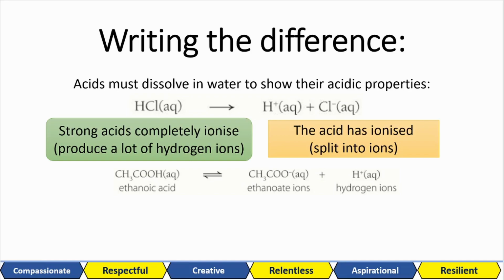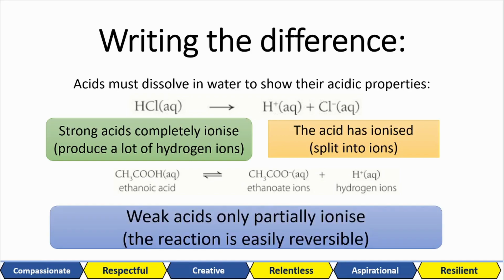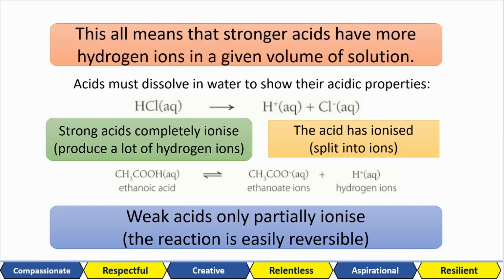This tells us that they produce hydrogen ions, but their reaction can easily go backwards. We then say that these are partially ionizing. Again, this all just means that the stronger the acid, the more hydrogen ions are available to react.